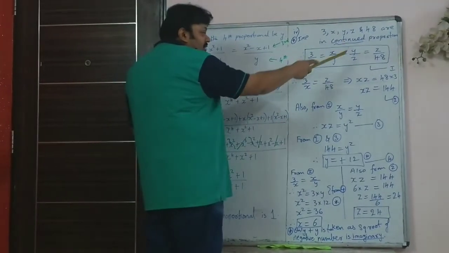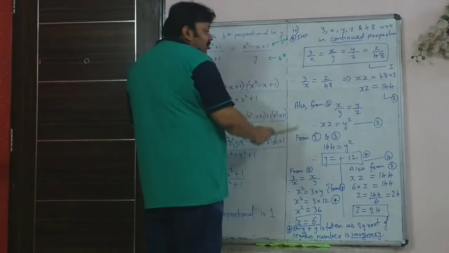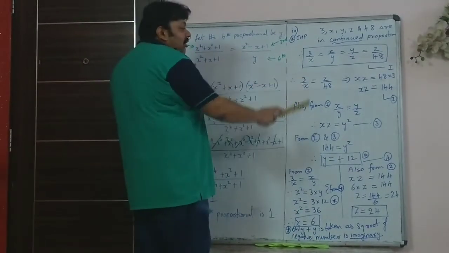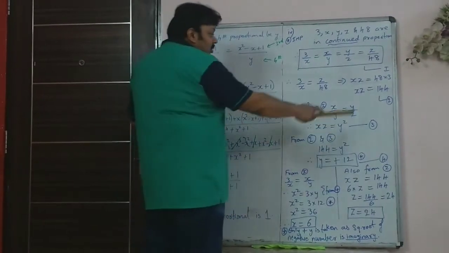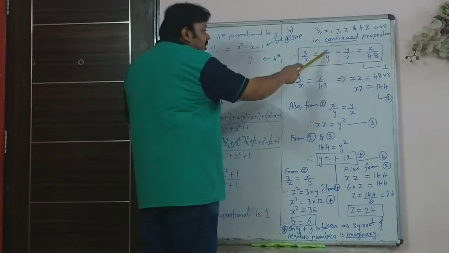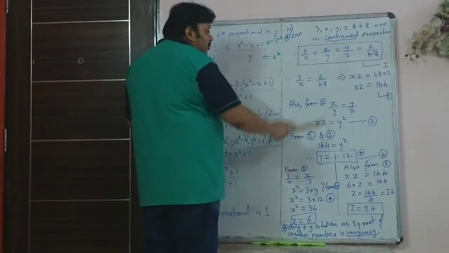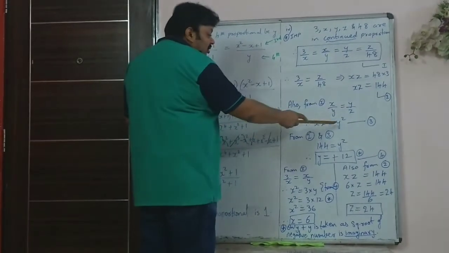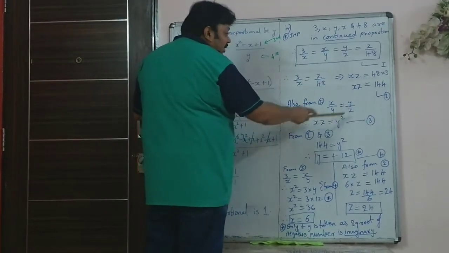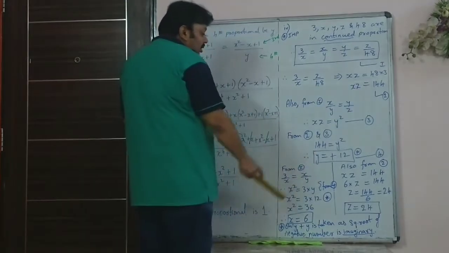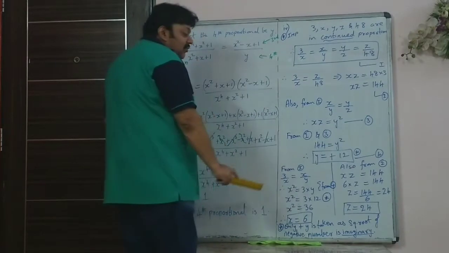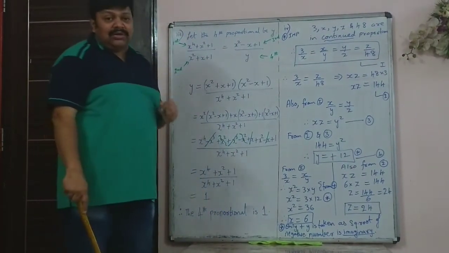So 3 upon x is z upon 48, or when I cross multiply, I get x into z is 48 into 3, which is 144. So this I call my second expression. Also from this, I will get xz is y squared. So I am getting x into z is y squared. So I am going to substitute y squared instead of xz in equation 2. So I get y squared is 144. Y squared is 144. So actually y should be plus minus 12.